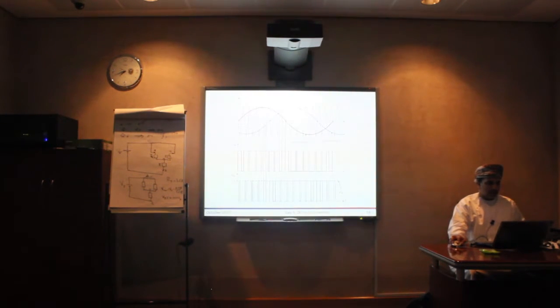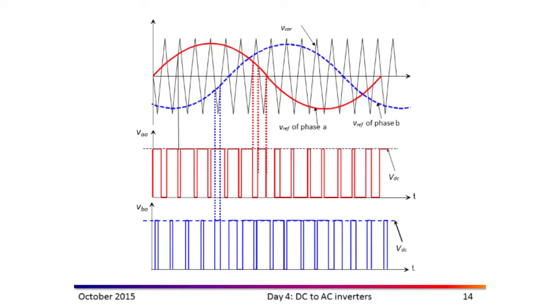If you look at VAO, this is on because this one is higher than the reference signal, but for the other one it is on because the blue one, which is the carrier, is high, and the reference is higher than the carrier signal, right? Therefore it's on for this period, and so on. And we can analyze those.